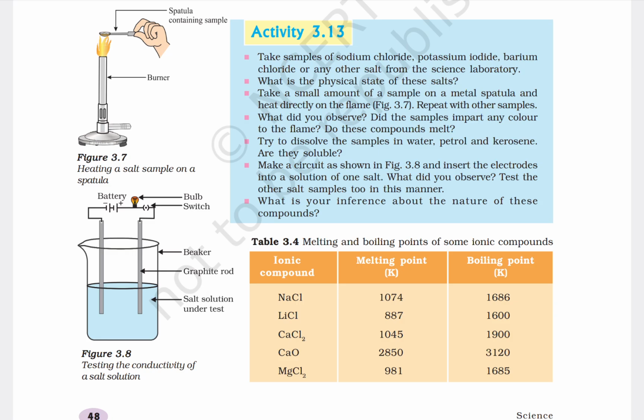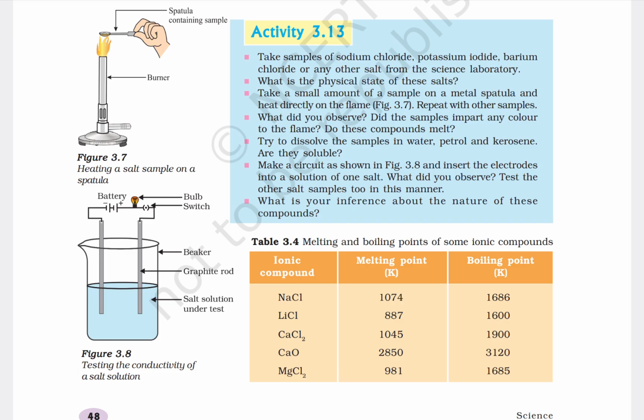We are using this activity to understand the properties of the compounds after ionic bonding, how they are going to behave. Ionic compounds are formed by transfer of electrons from metal to non-metal. These result in oppositely charged ions that are held together by strong electrostatic forces of attraction. This we observed in the previous lecture.